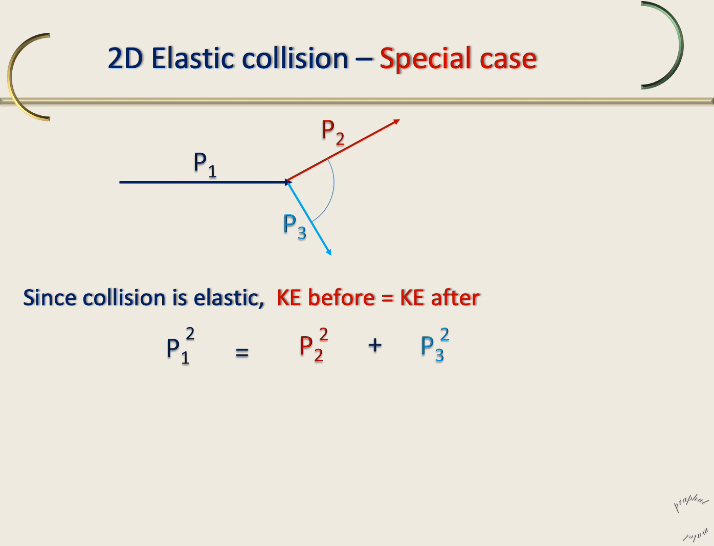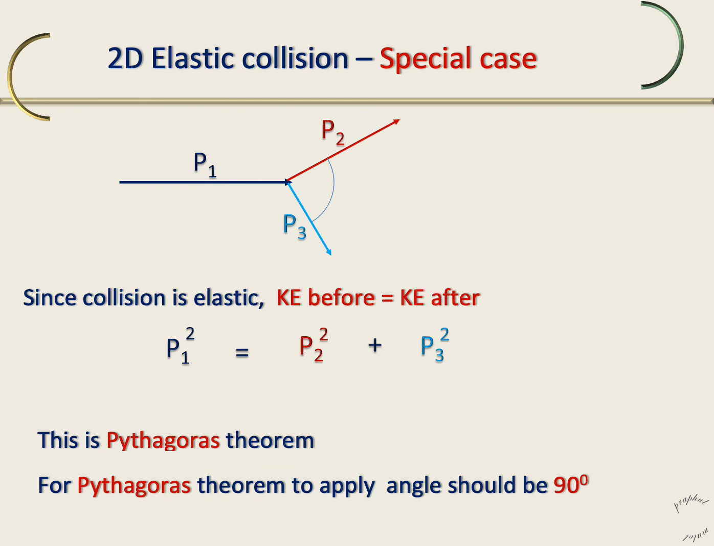That's Pythagoras theorem. A square is equal to B square plus C square. Pythagoras theorem applies only for right triangles. For this equation to apply, for Pythagoras theorem to apply, always the angle between two vectors should be 90 degrees. So the Pythagoras theorem holds only for 90 degrees. That's why the angle between P2 and P3 should be 90 degrees. Okay? Thank you.